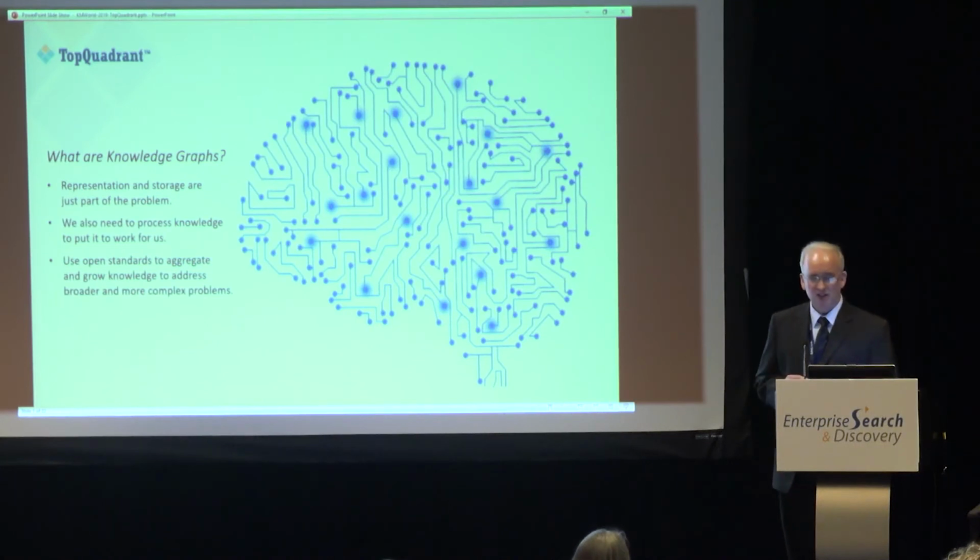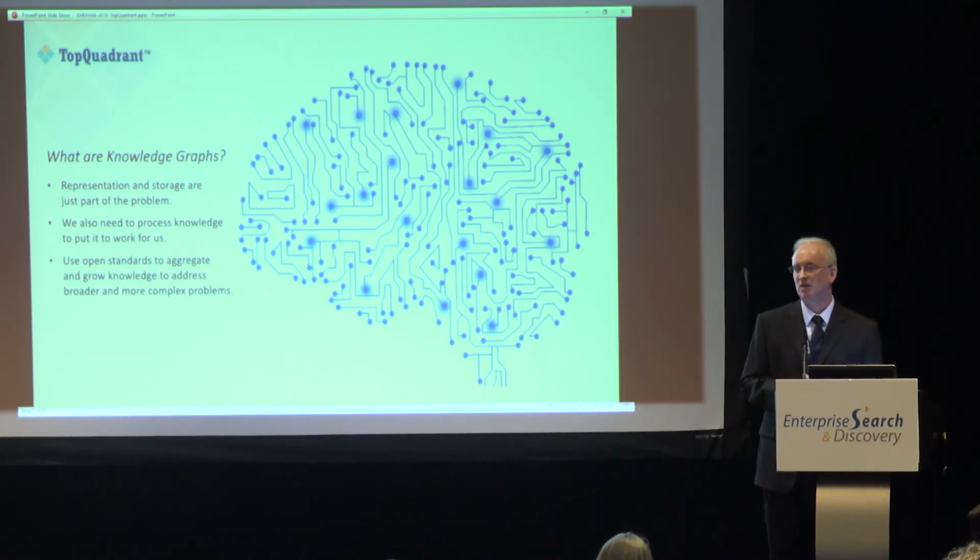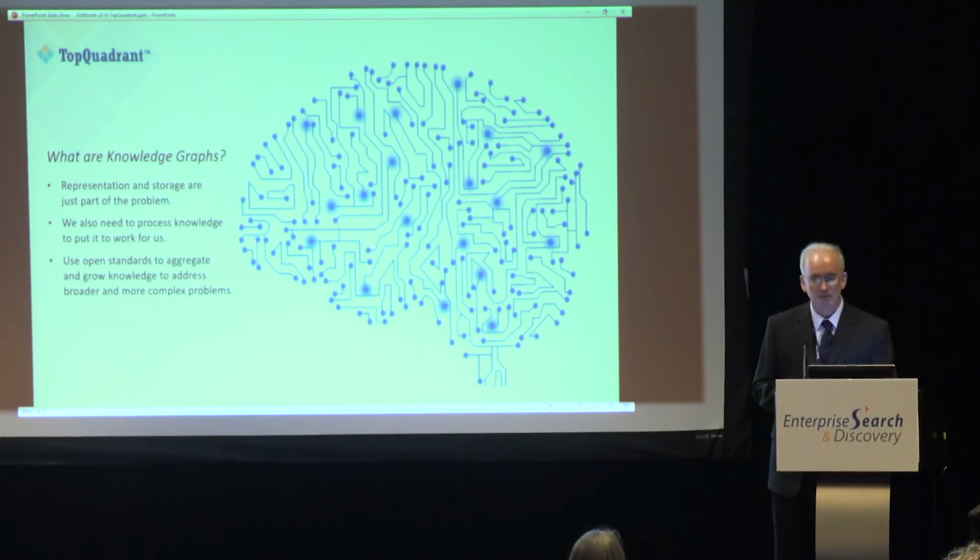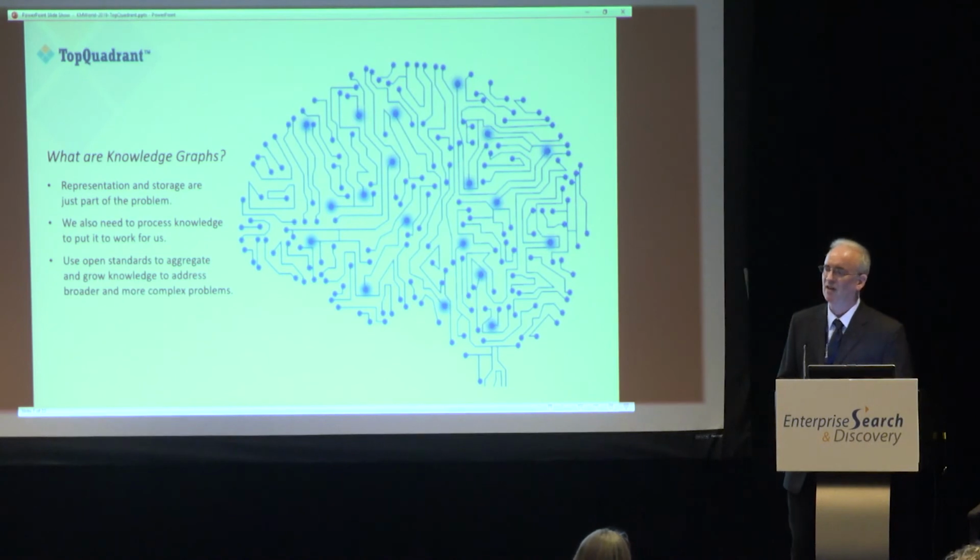We want to do more than just represent knowledge, though. We want to be able to process it, to put it to work, to take two pieces of information, two things we know, and conclude a third thing from it. We want to extract knowledge, to find knowledge based on what we know already, based on what we've stored. But we also want to be able to aggregate knowledge. We heard about that a little bit from Joe.